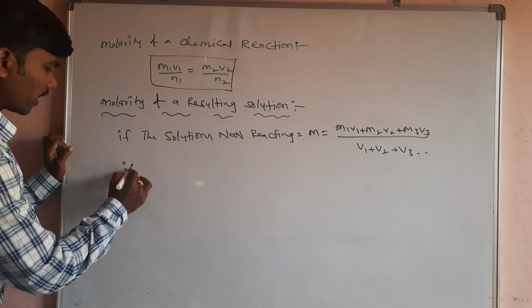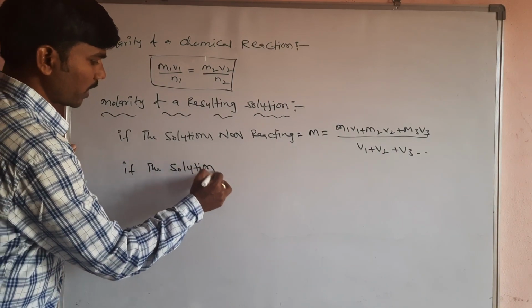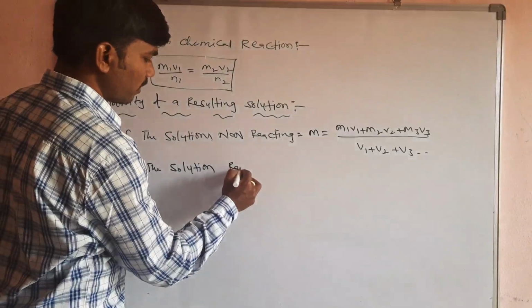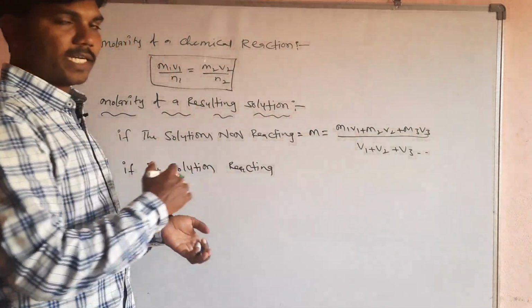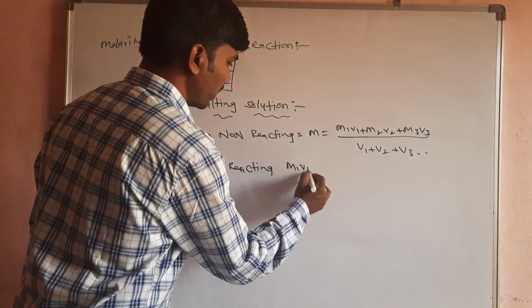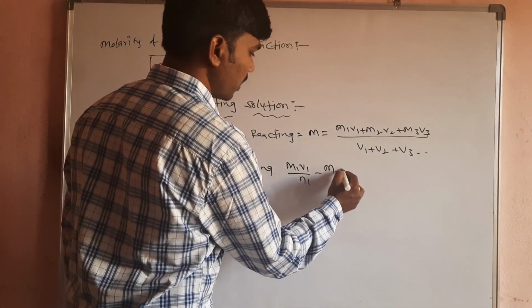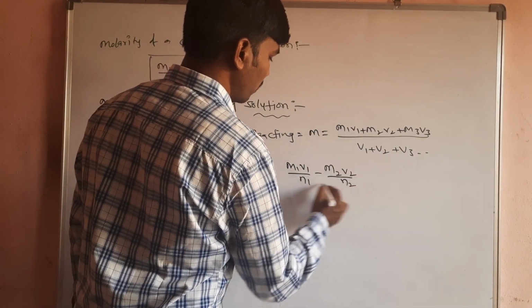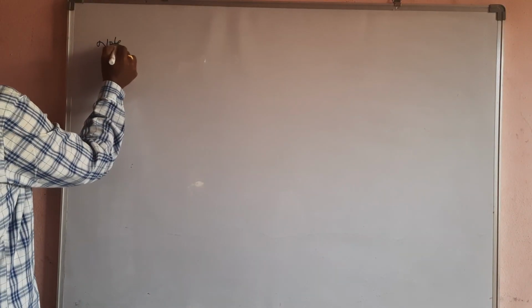If two solutions are reacting, meaning an acid and a base are reacting together, how do we calculate the molarity? M = (M1V1/N1 - M2V2/N2) / (V1 + V2). This is the concept related to molarity.